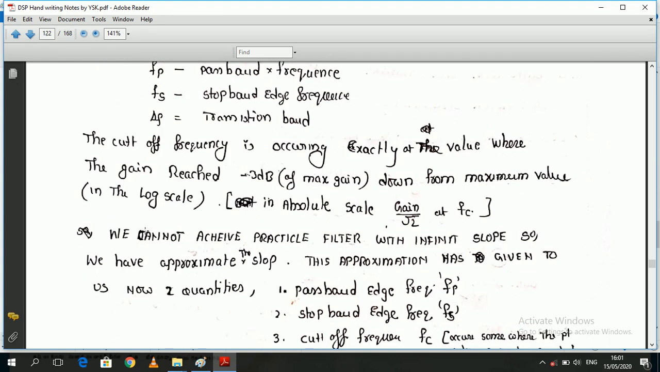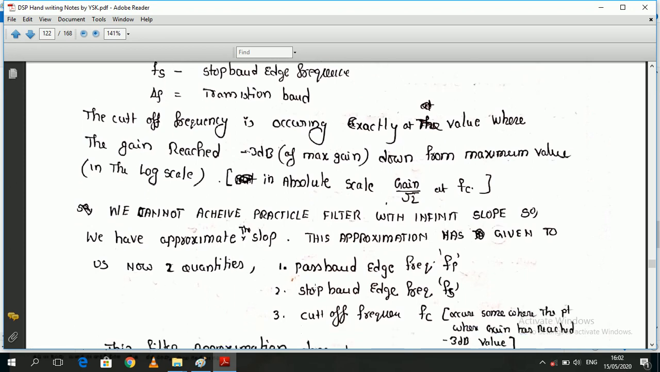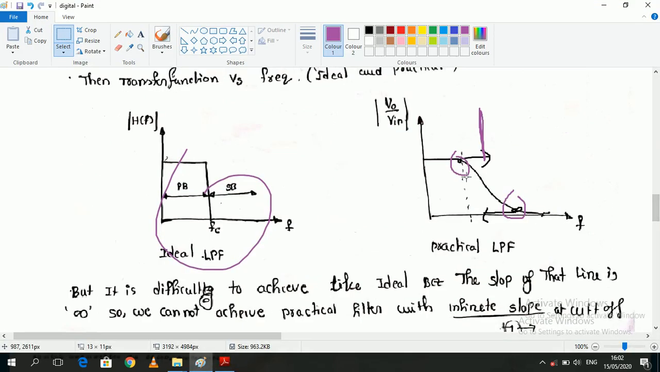Finally, we conclude that we cannot achieve a practical filter with an infinite slope, so we have to approximate the slope. The approximation gives two quantities, called the pass band edge frequency and the stop band edge frequency. If you observe the graph, this is the pass band edge frequency, this is the stop band edge frequency. These two quantities act as anchoring points, because I want to shift this point towards this side and this point towards this side.